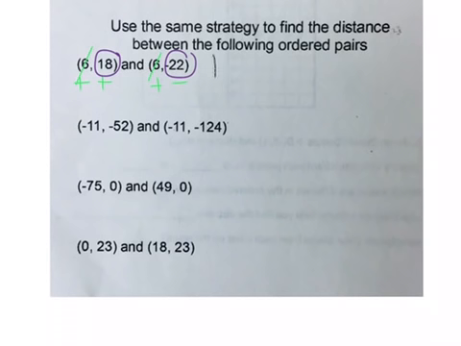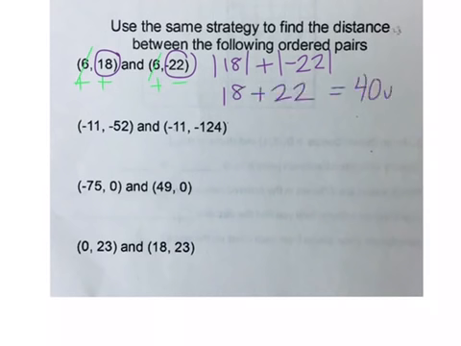So I'm going to use the absolute value of 18 plus the absolute value of negative 22. Well, that's really just 18 plus 22, which gives me 40 units. Since they didn't tell me if it was miles or anything like that, we just always call it units. Okay, so those two are 40 units apart.